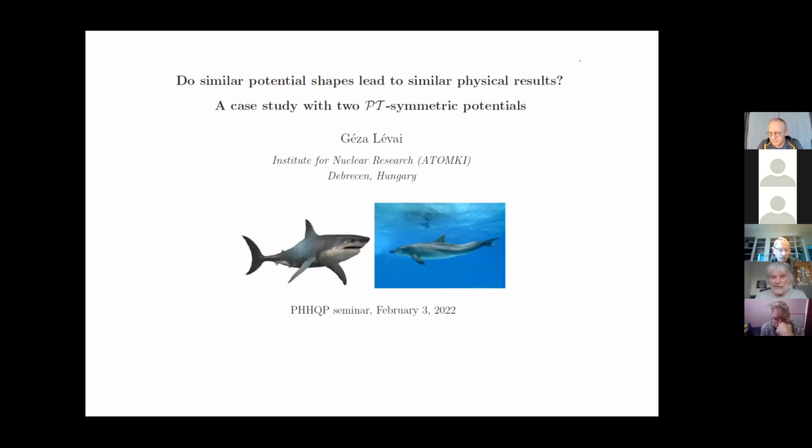So the shark and the dolphin here symbolize that in the same environment, the animals or the species will look more or less the same. A shark and a dolphin are about the same size, they eat about the same thing, and so on. But it seems that not everything is the same for them. So I think the two potentials which I'm going to show you will be in a similar position. They resemble each other, but they are not completely the same.